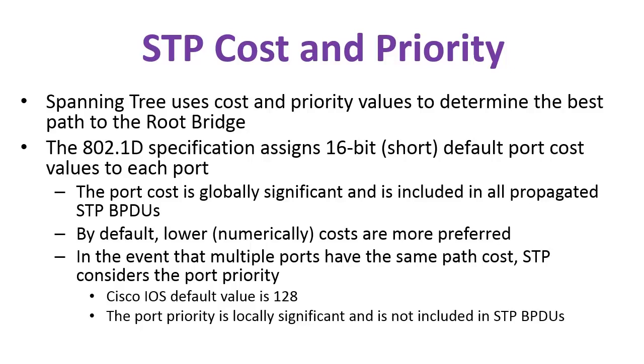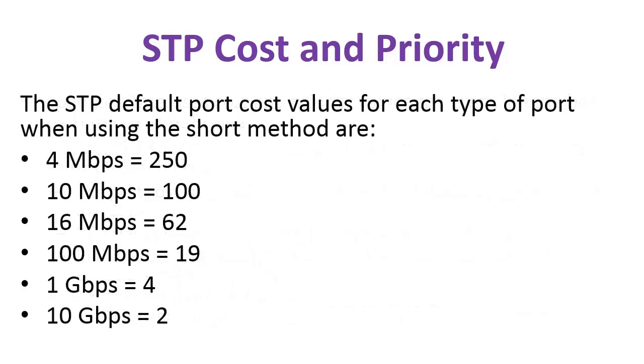But in the event that multiple ports have the same path cost, then Spanning Tree will consider the port priority. The default value is 128. But you should note that the port priority is locally significant and not included in Spanning Tree Protocol BPDUs. The Spanning Tree Protocol default port cost depends on the interface speed. You'll notice from this chart that the higher the speed, the lower the cost. And this comes into play when Spanning Tree is trying to calculate the best path to root.